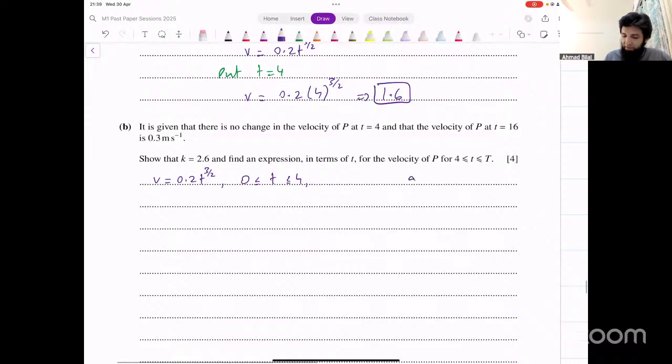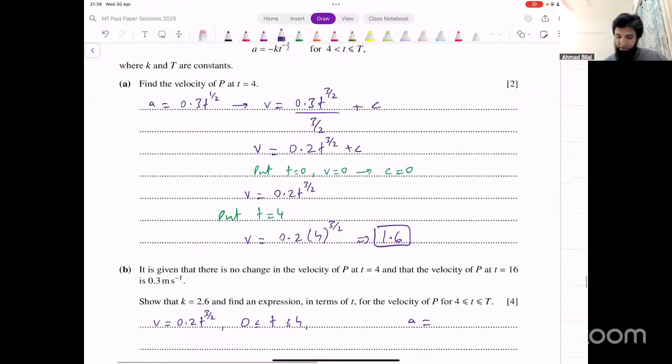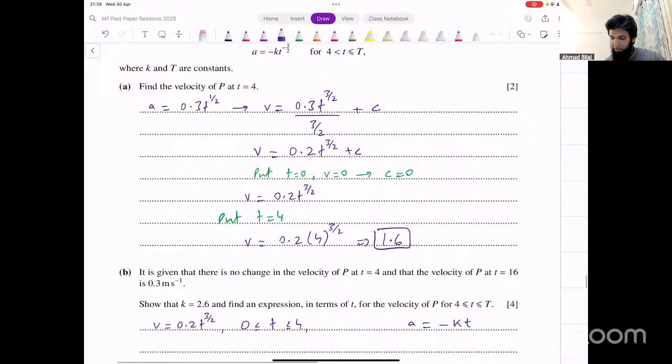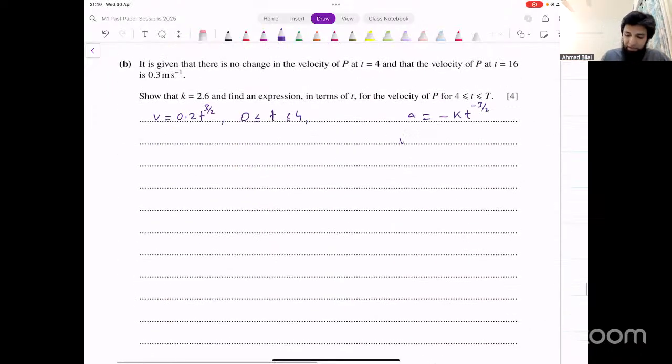What's the second acceleration function? The second acceleration function is a equals minus k into t raised to power minus 3 over 2. Can we find the velocity function from this? Let's integrate this as well. Minus k remains as it is, t raised to power minus 3 over 2 plus 1, that becomes minus 1 over 2, divided by the new power, that's minus 1 over 2, plus c. And now you take this to the numerator, 2 gets multiplied there, minus signs get eliminated, and you have 2k t raised to power minus 1 over 2 plus c.